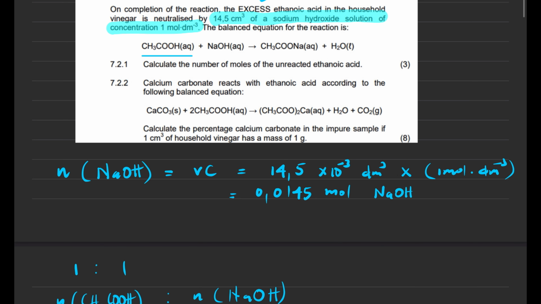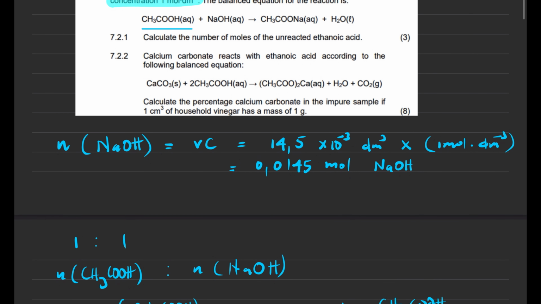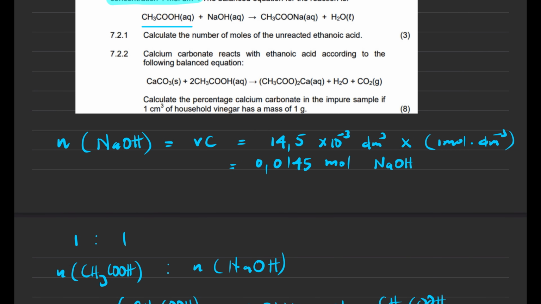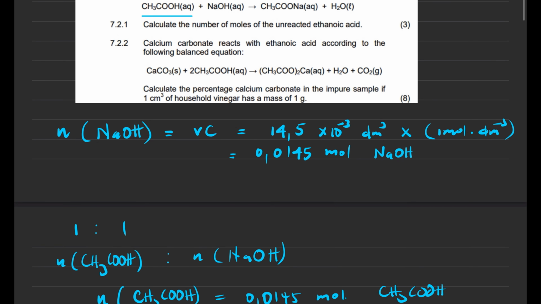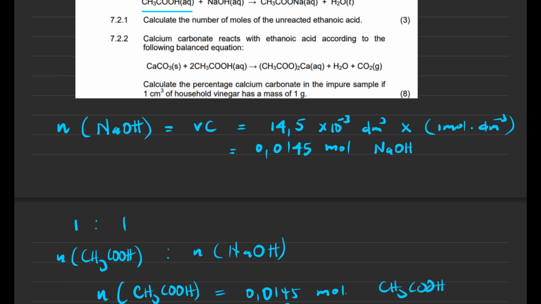Okay, now let's go to the second question. Calcium carbonate reacts with ethanoic acid according to the following balanced equation. Once again, balanced equations are very significant here. Calculate the percentage of the calcium carbonate in the impure sample. The impure sample is what? 1.2 gram. Okay. If 1 centimeter cubed of household vinegar has got a mass of 1 gram.